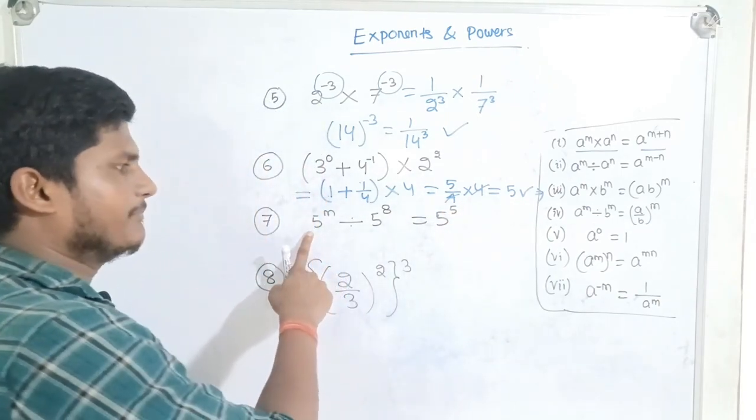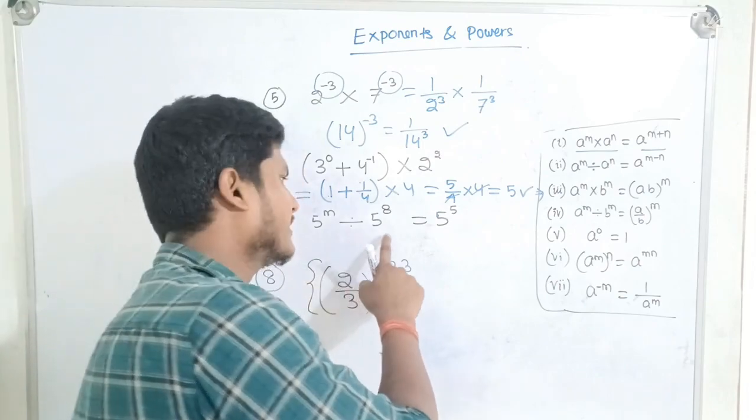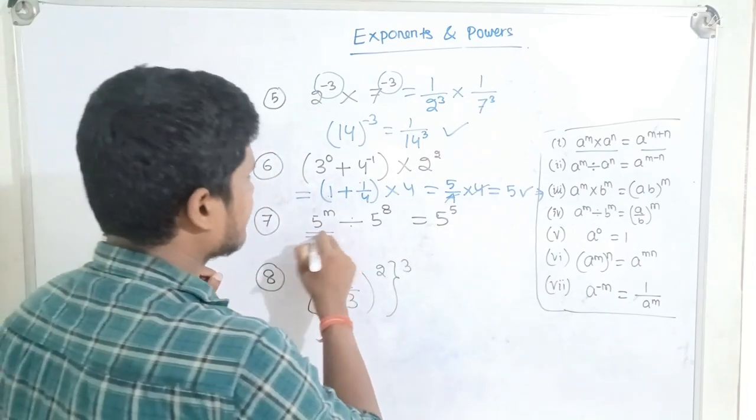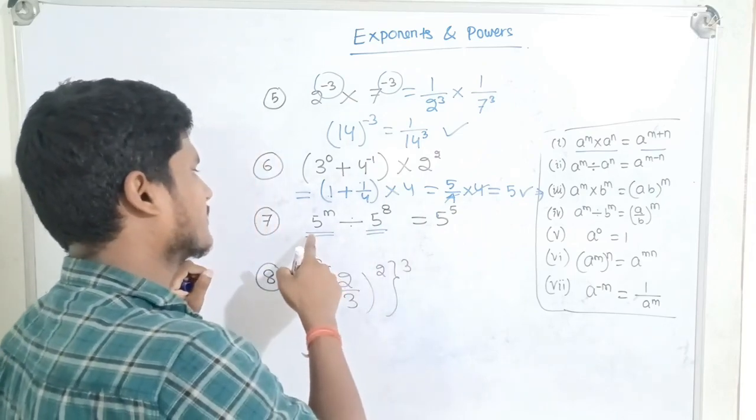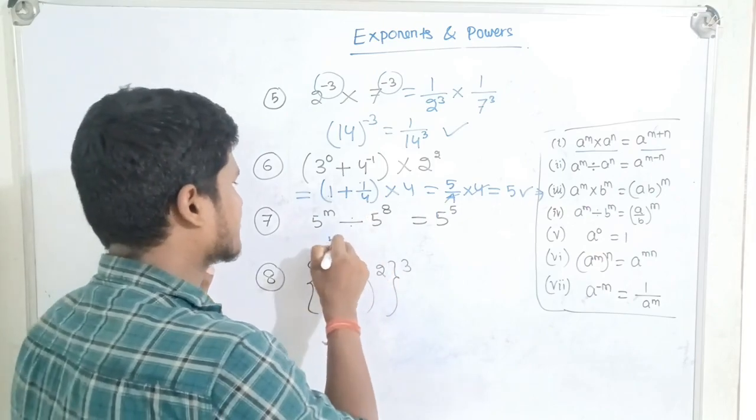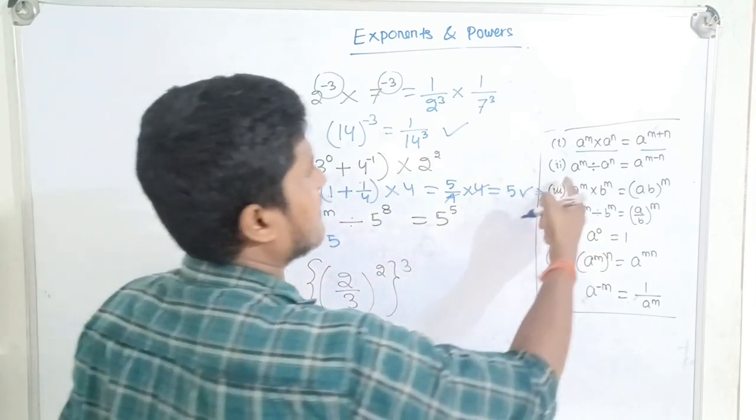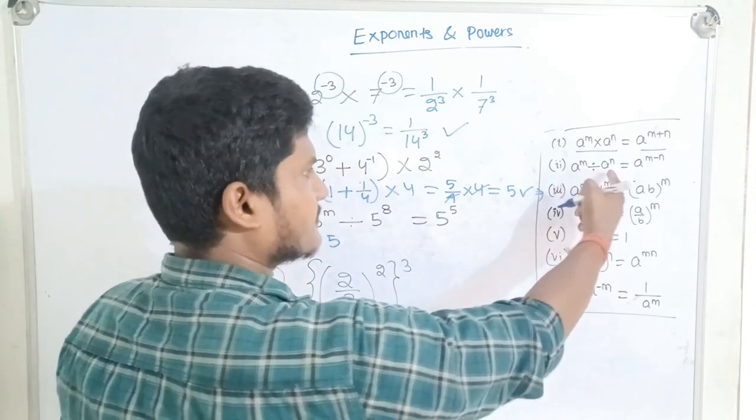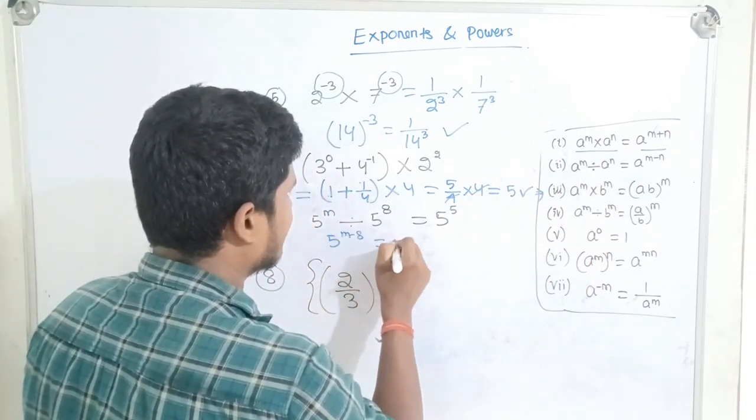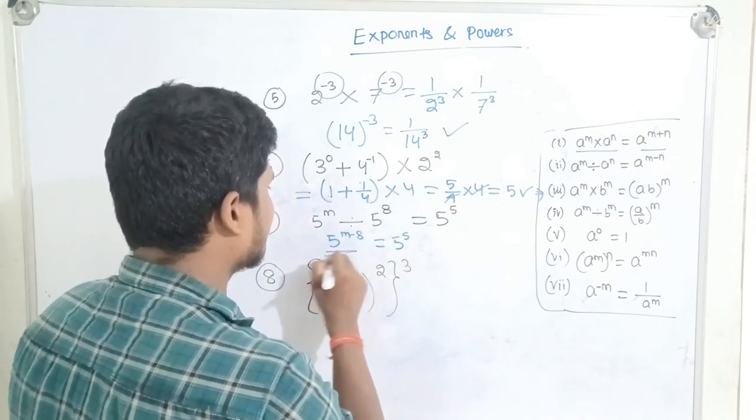Here look at this question. 5 to the power m divided by 5 to the power 8 gives us 5 to the power 5. Just observe this question. What is your base here? 5, and here also 5. So just write the 5, and whenever there is division with the same bases, m minus 8 is equal to 5 to the power 5.